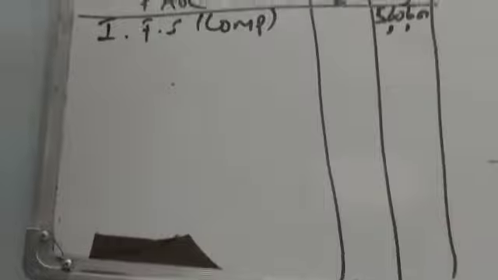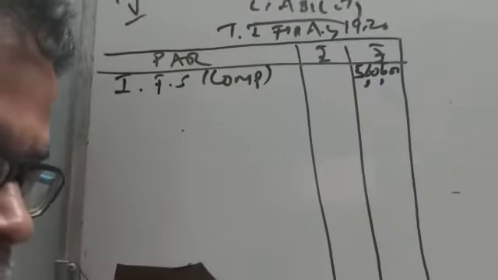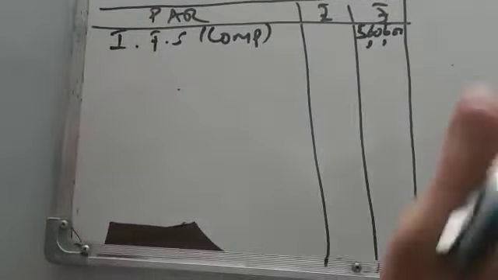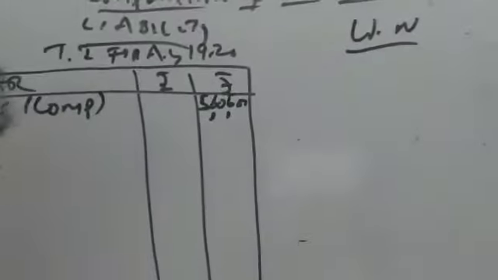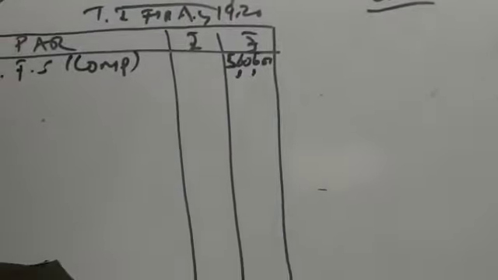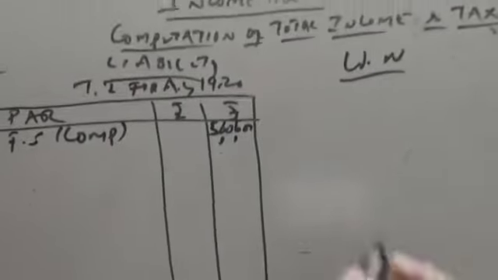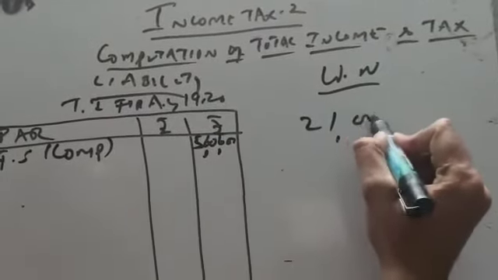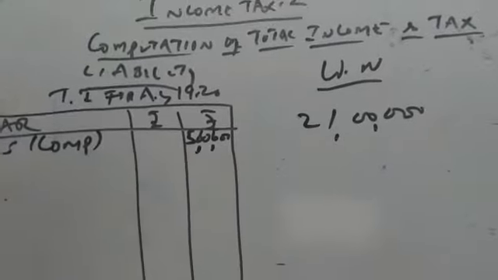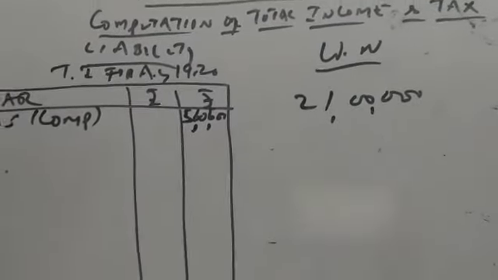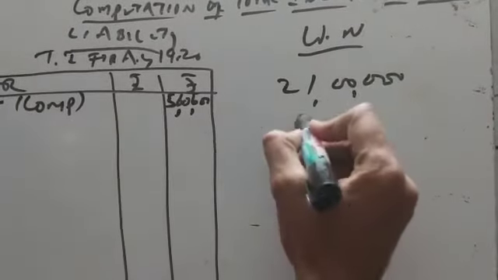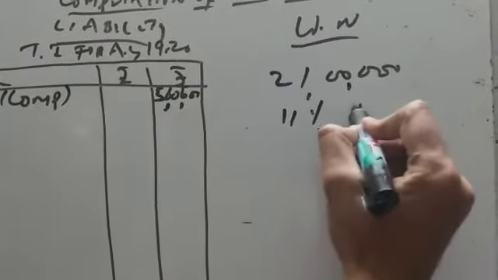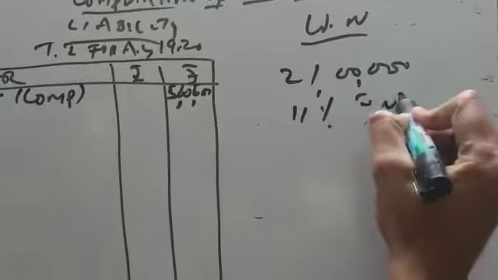The second in the problem has given a residential house property purchased for 21 lakhs. So we'll take the working notes here. WN, working notes. He has taken a residential house property for 21 lakhs, and is paying 11% interest on 21 lakhs.